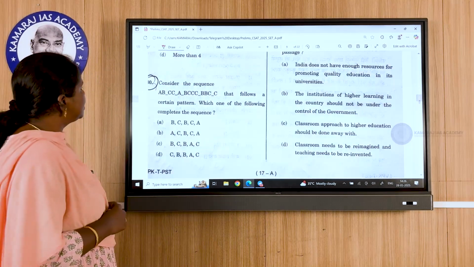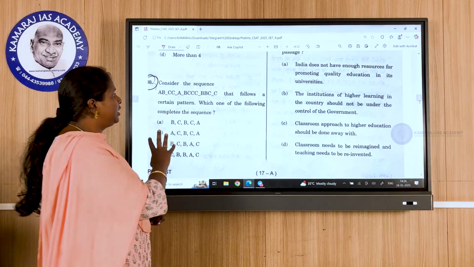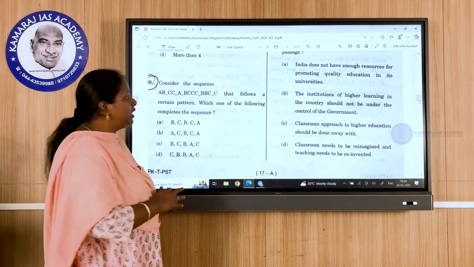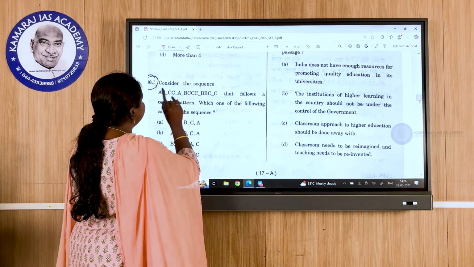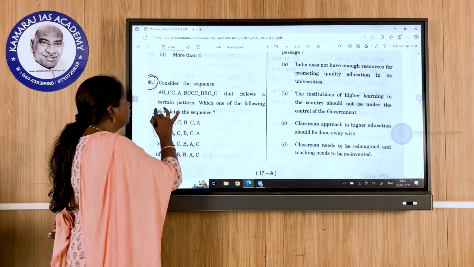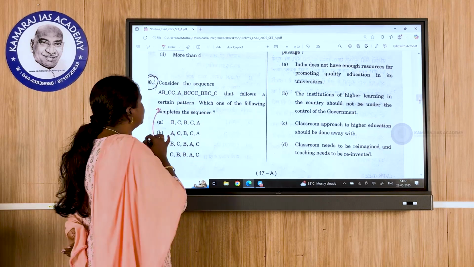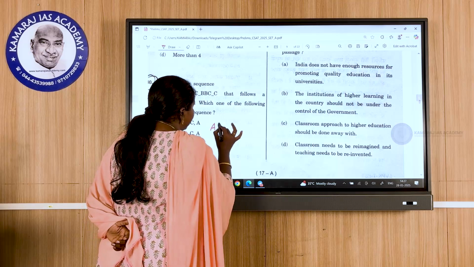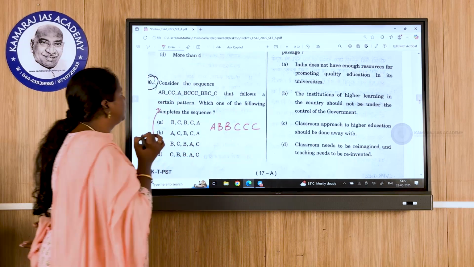So what are the missing letters in this pattern? This is the regular or usual question from UPSC regarding letter series, right? So AB, some relation will be there. You can go by the options for this type of question. You can fix your options and check, right? So the pattern here is ABB CC. Clear?